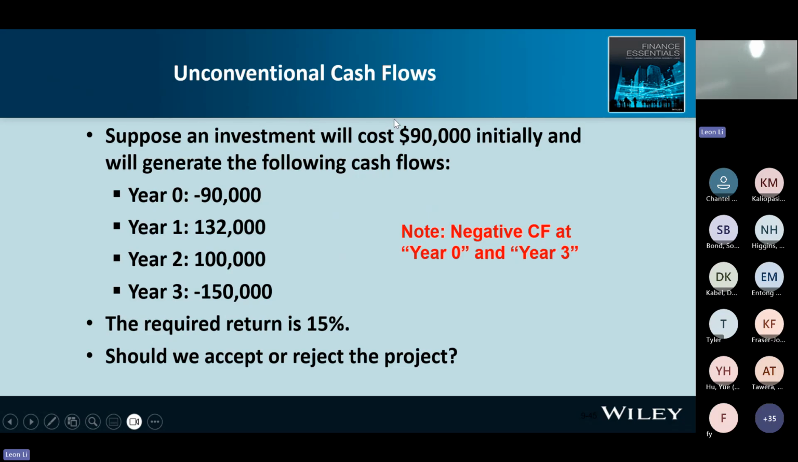So this is the example of unconventional cash flows. Initial cost negative $90,000. And year 1, 2, 3, we have cash flow. But the problem is at year 3, our cash flow is negative again. So we have negative cash flow at year 0 and year 3. This is unconventional cash flow. Required return 15%. Should we accept or reject the project? You can use the NPV method, but if you use the IRR method, you will face a problem. So let me show you the problem.